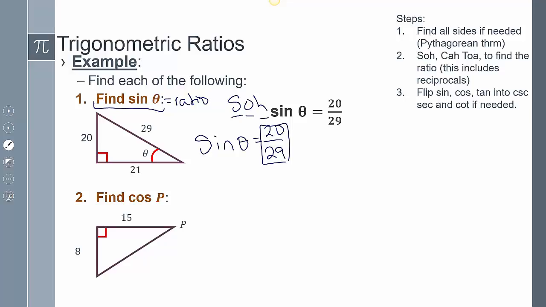Let's say cosine of p. Well, first step, I need to use the Pythagorean theorem, unless you know the Pythagorean triples. In this case, that's going to be 17, which makes it much quicker and easier for us. And so from this angle, trying to find cosine of p, we know it's going to be CAH. So step 2, that's adjacent to the hypotenuse. So adjacent to the hypotenuse. And so this right here is going to be my answer.